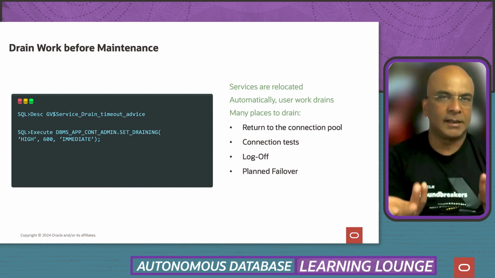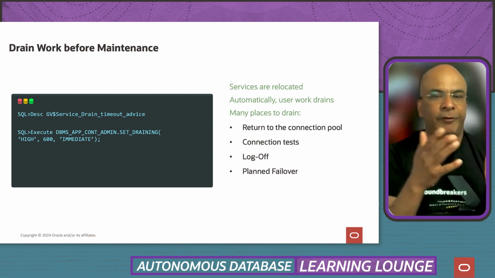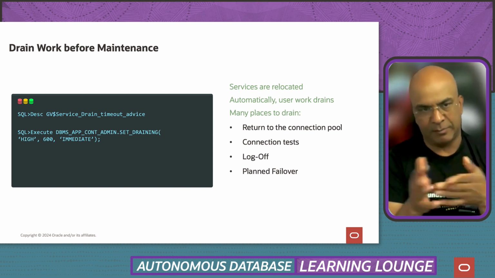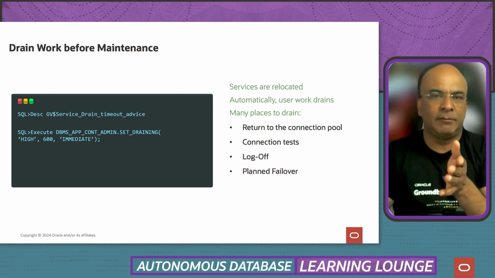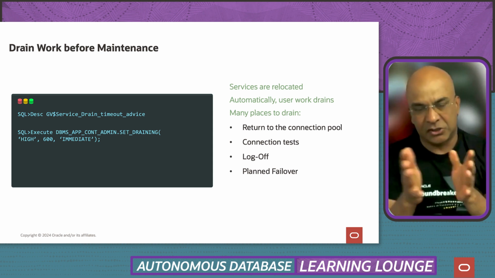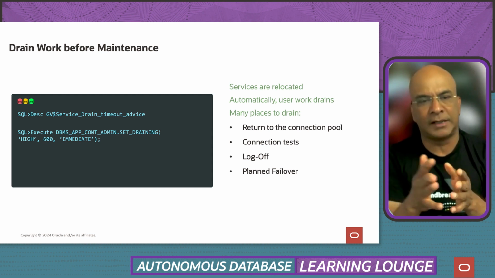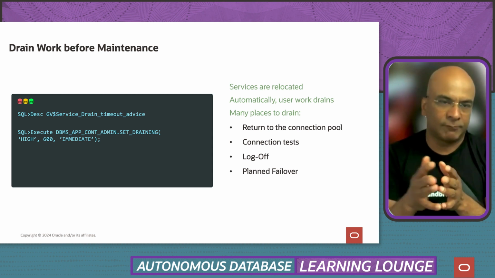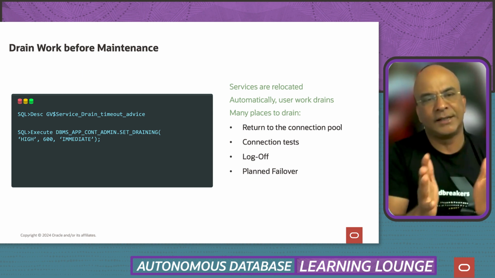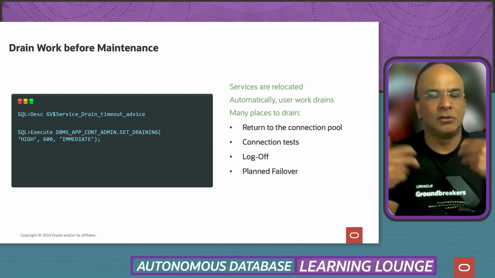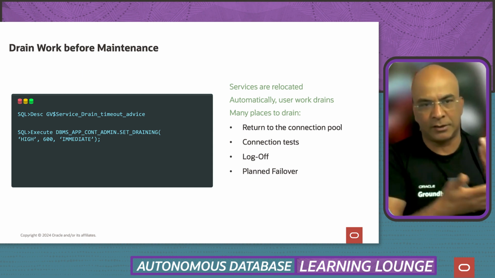What that means is it gives you advice: when you do planned maintenance, you can figure out roughly how much time it took last time. So if you have 1,000 sessions, say 800 sessions drained within 1 second, and about 100 sessions took 20 seconds, you have a fair idea about how long it takes. This view gives you that information depending on how much time the application has been running on the database.